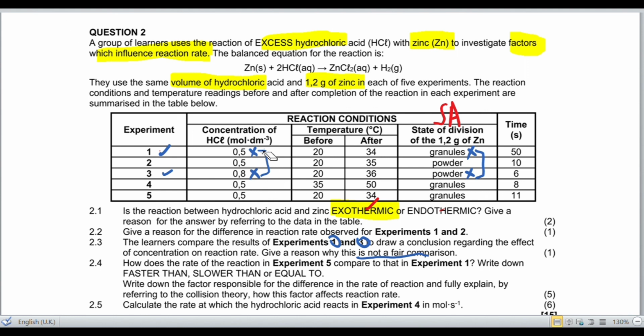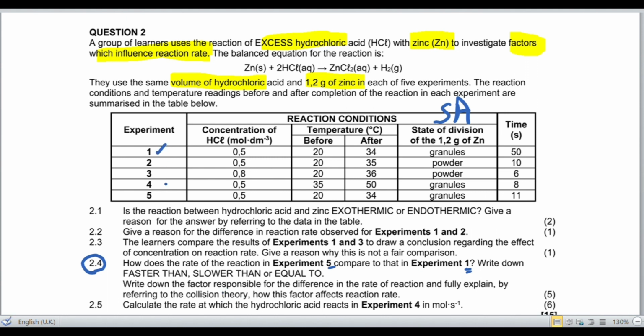Now we're done with that. Okay, let's go to this question. The question is: how does the rate of reaction in experiment 5 compare to the rate of reaction in experiment 1?